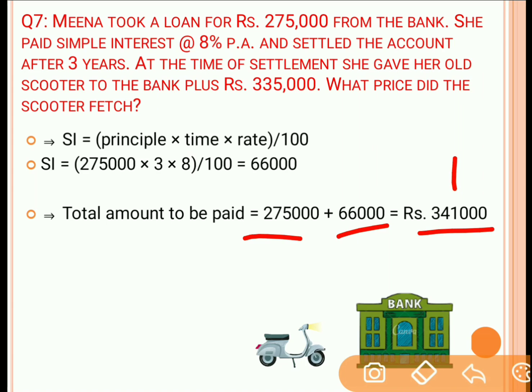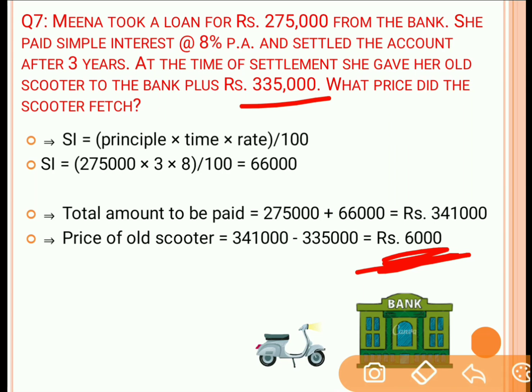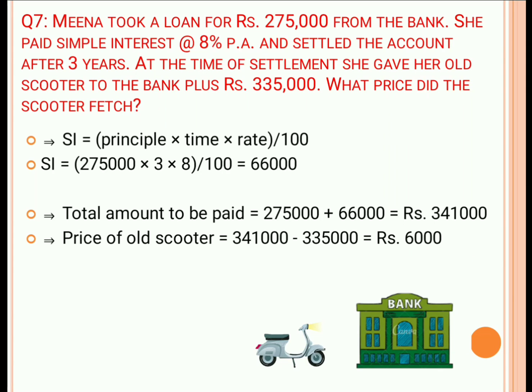Now instead of this total amount which is to be paid, Meena gave 3,35,000 to the bank and the old scooter. So you can say that the difference between these two amounts will be equal to the price of the scooter. So the price of the scooter is equal to 3,41,000 minus the amount which is paid by Meena to the bank, that is 3,35,000. So the difference over here is 6,000. So instead of paying 6,000, she gave old scooter to the bank. Now let's move to the next problem.